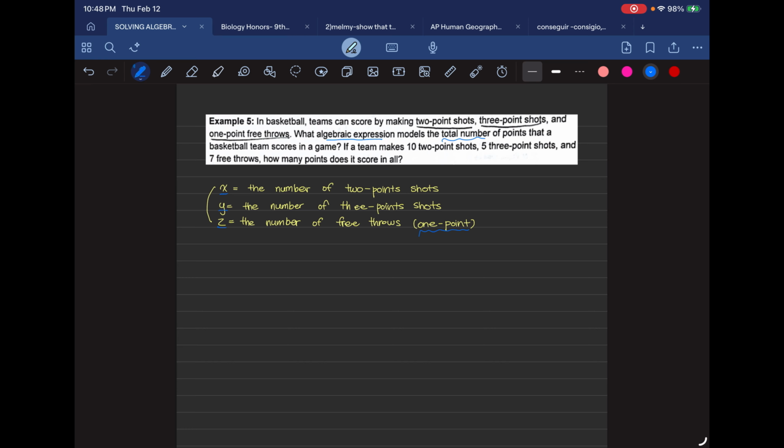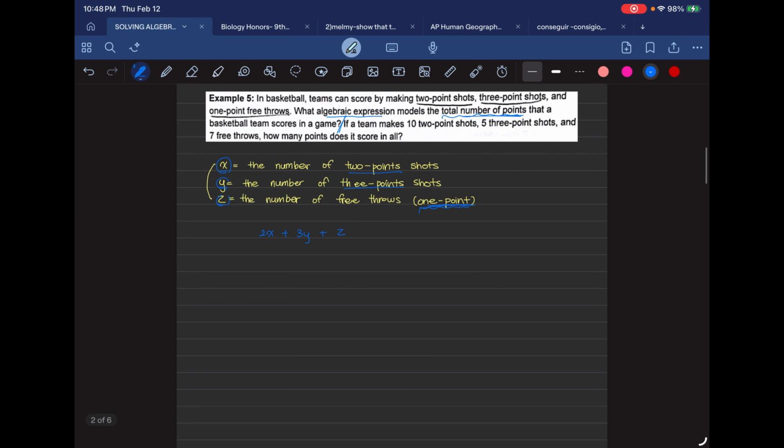I can say that the algebraic expression that models the total number of points is 2x, because x equals 2 points, plus 3y, because y equals 3 points, and just z, because z equals 1 point. But this is not it. We've only done the first part. The second part asks, if a team makes 10 2-point shots, 5 3-point shots, and 7 free throws, how many points does it score in all?